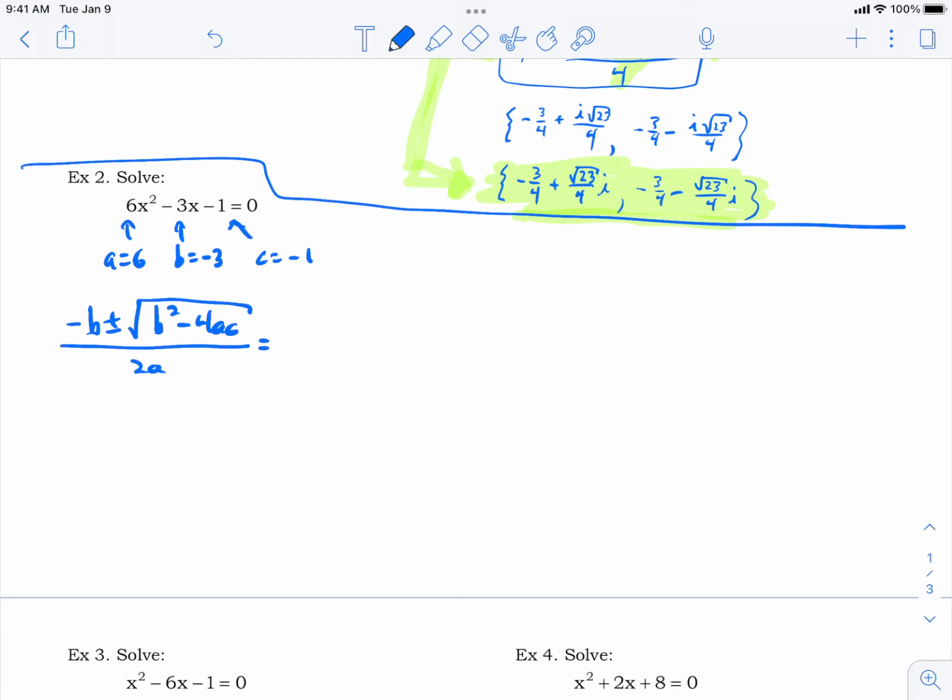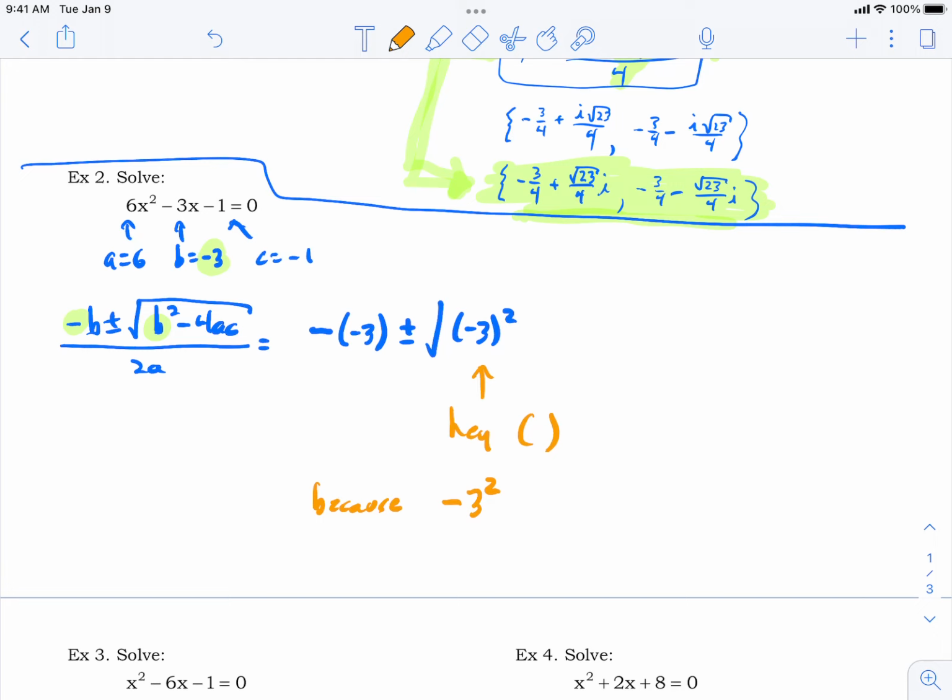Now, if I start plugging in, this negative is part of my formula, so I put the negative there. B is a -3, so I use parentheses to plug in a -3. Okay, plus or minus, radical. Now I'm supposed to take the b, which is a -3, and square it. And I'm going to pause to make an important point. Hey, use parentheses.